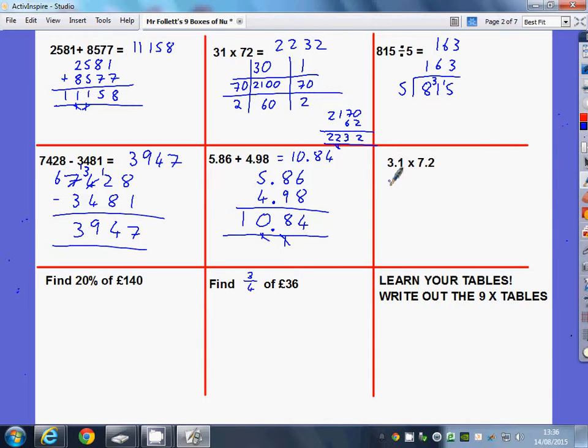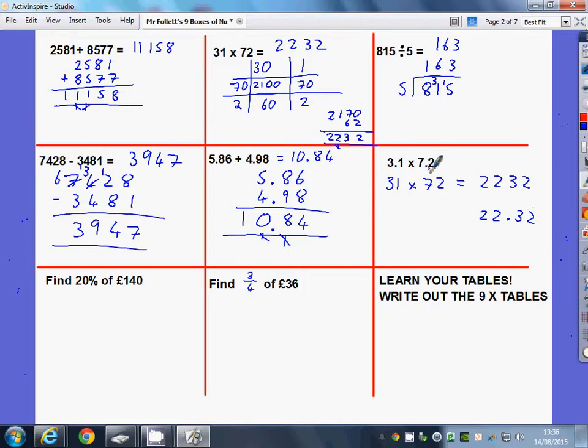Okay, over here, 3.1 times 7.2. As always, I've already done 31 times 72. That was 2,232. So, if I was to estimate this question, well, 3.1 times 7.2 is very similar to 3 times 7. So the answer has to be close to 21, doesn't it? So where can my decimal point go to make the answer as close to 21 as possible? It's got to go in there, doesn't it? So the answer's got to be 22.32.